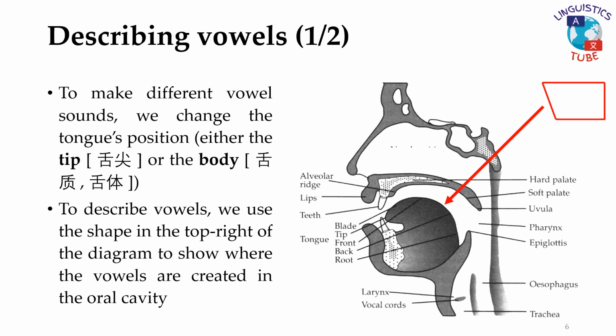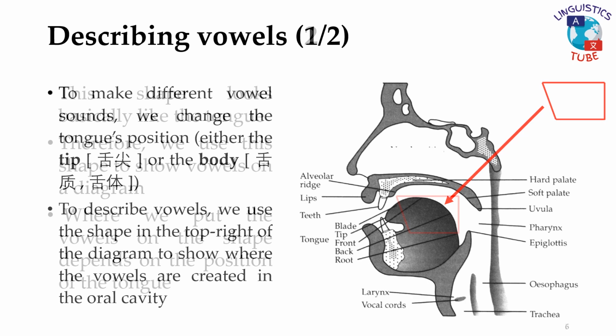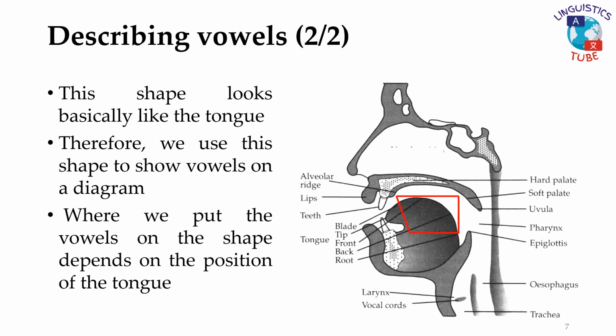To describe vowels, we need to describe the shape of the oral cavity in order to show where the vowels are created. Language experts decided that, to keep it simple, the tongue looks like the shape in the top right of the diagram. As you can see on this diagram of the mouth, this shape looks basically like the tongue. So, when we want to show vowels on a diagram, we use this shape. Where we put the vowels on this shape depends on the position of the tongue when the vowel is being spoken.